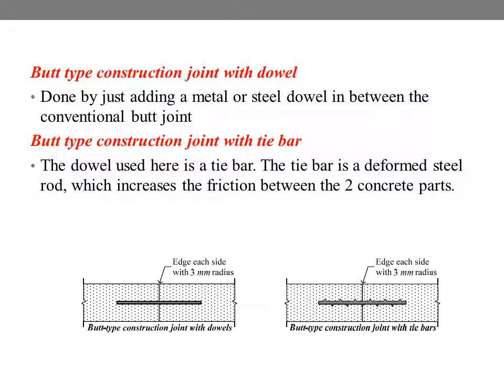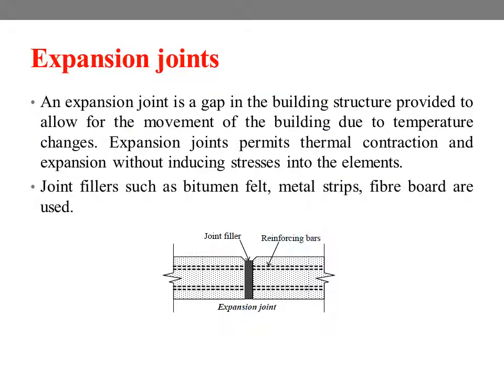The last one, butt type construction joint with tie bars. This is same as that of butt type construction joint with dowel, but the dowel used in this case is a tie bar. The tie bar is a deformed steel rod which increases the surface area, which in turn increases the friction between two concrete parts. Moving on to expansion joint.